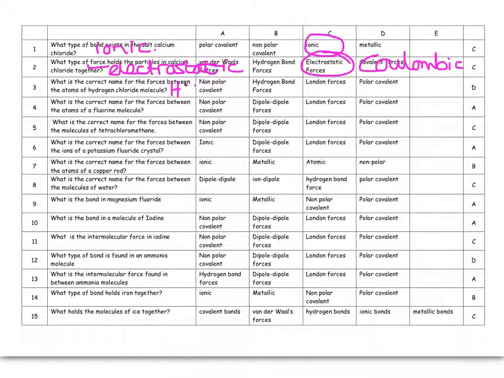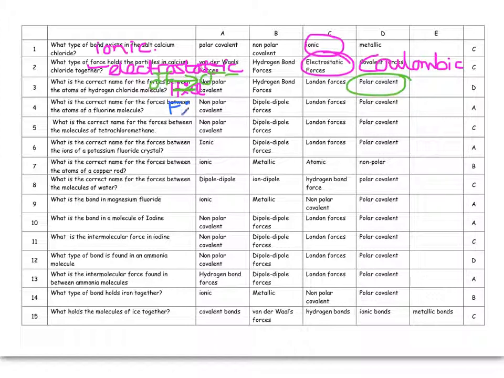What is the correct name for the forces between the atoms of hydrogen chloride? Hydrogen, chlorine. Chlorine has a higher electronegativity than hydrogen, so the dipole exists in that direction, with the chlorine being slightly negative and the hydrogen being slightly positive, and therefore you land up with a polar covalent bond between the atoms of the molecule.